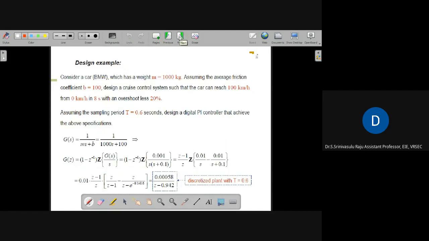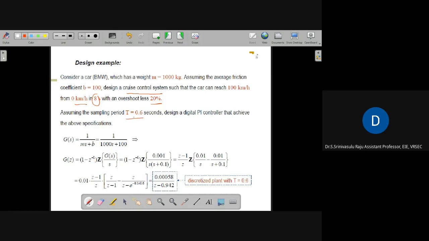So we consider a very simple example: a first order system, 1 by (ms plus b). I have considered a car, for example a BMW. Weight is 1000 kgs and the friction coefficient is 100. I am going to design a cruise control system, where the car can reach 100 kilometers per hour from 0 kilometers per hour in 8 seconds with an overshoot of 20%. Assume the sampling period is equal to 0.6.